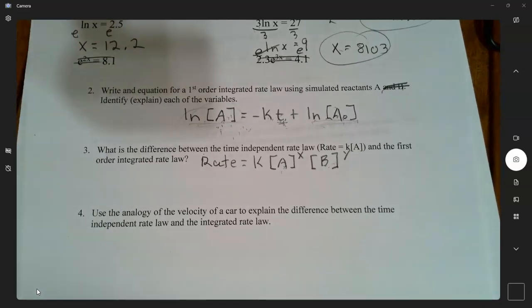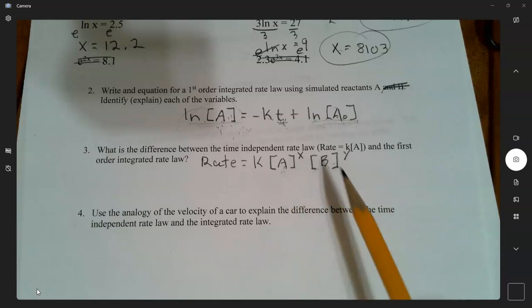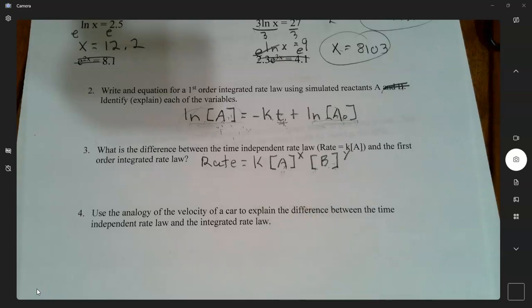Use the analogy of velocity of a car to explain the difference between time-independent rate law and integrated rate law. So the time-independent rate law, this one we said, is at a specific point in time. It doesn't depend on time. It's whatever the concentrations are. So it's like looking at the speedometer of a car. If you look at the speedometer of the car, it tells you the velocity at a very specific moment in time.